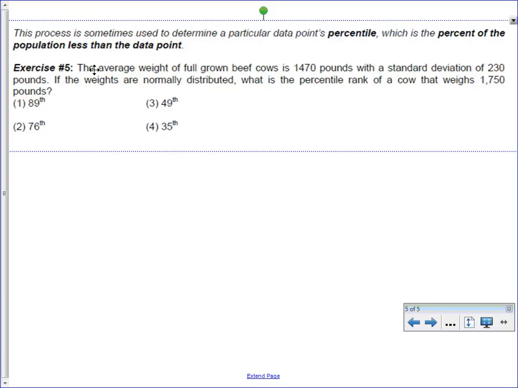So we want to know about the weight of a full-grown beef cow. The average weight of a full-grown beef cow is 1,470 pounds, with a standard deviation of 230. If the weights are normally distributed, what's the percentile rank of a cow that weighs 1,750 pounds? So this involves using a standard deviation curve.